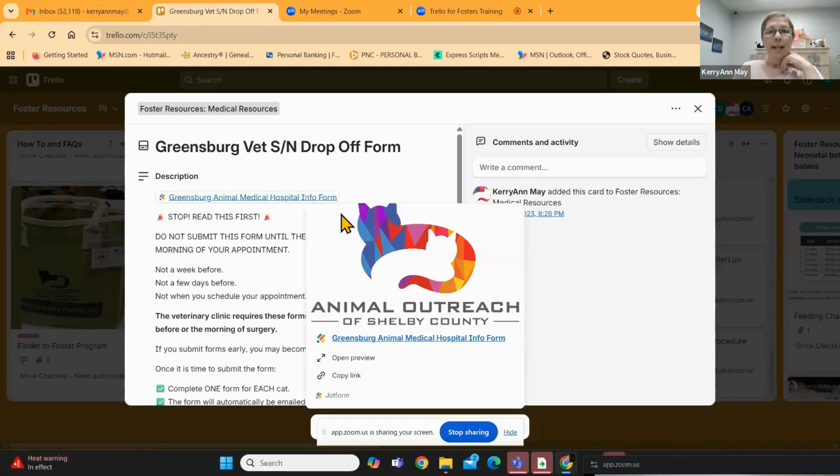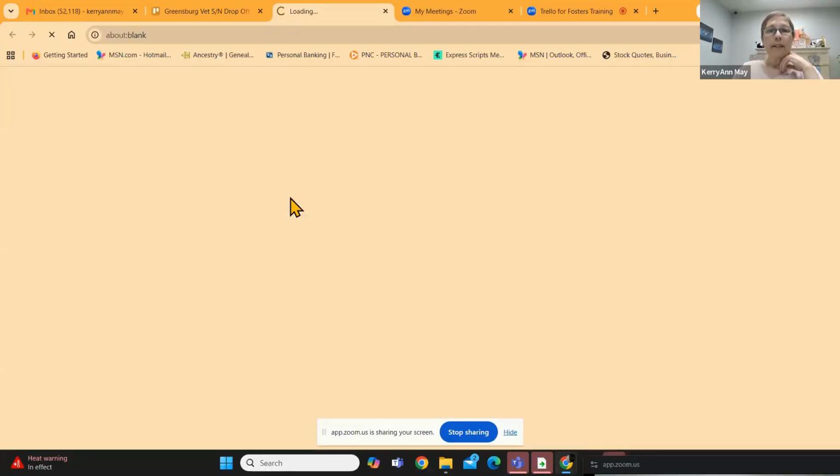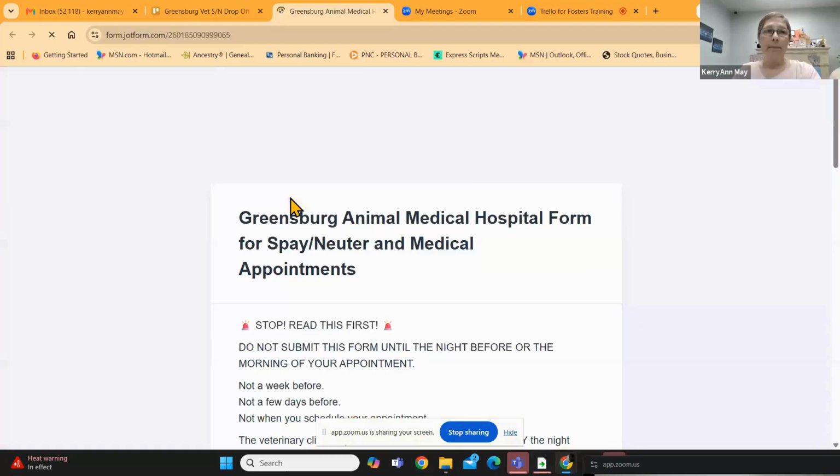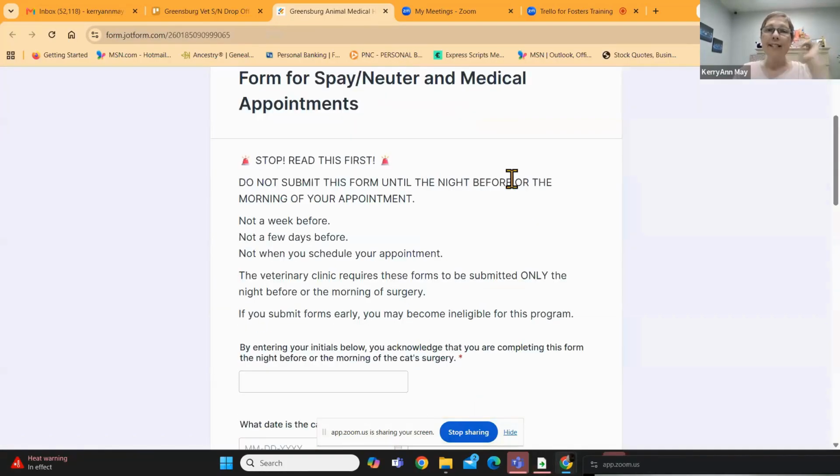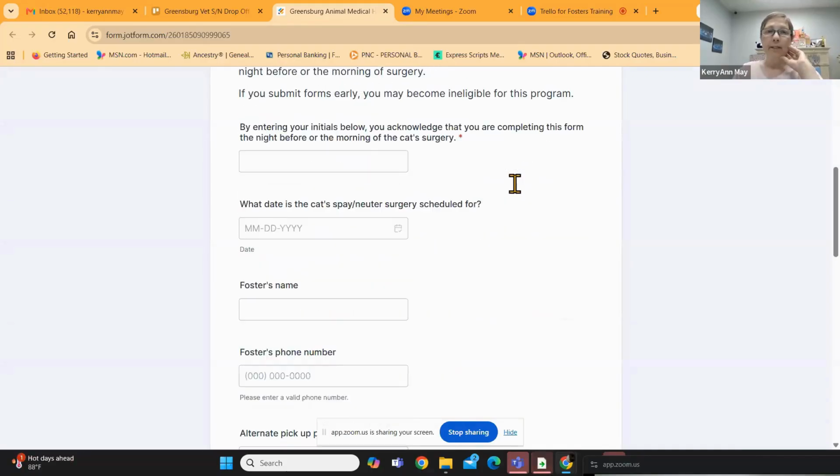It's a separate card, and then you click on that to do the form, and it brings up this form that you're going to fill out, and it sends it directly to the vet clinic so that they know what is coming and what that cat needs. And it's really important that you don't fill this out before the day of the surgery or the night before surgery. They've asked us to do it on a very specific timeline. So we want to respect that to make their process work as smoothly as possible.